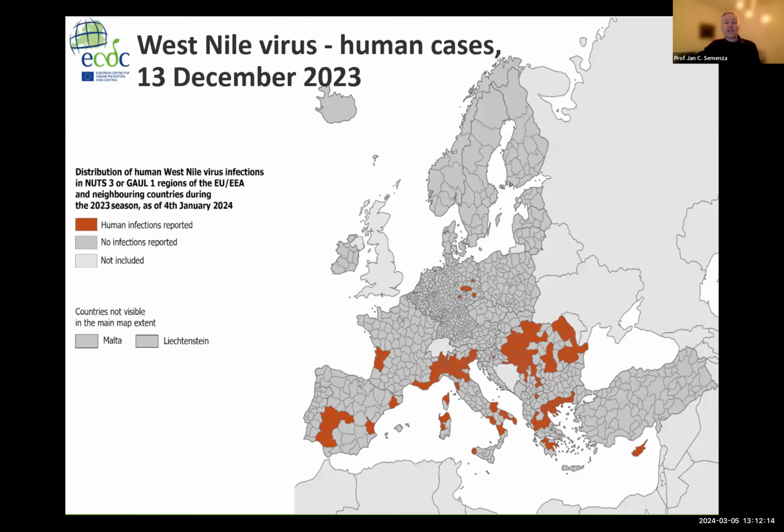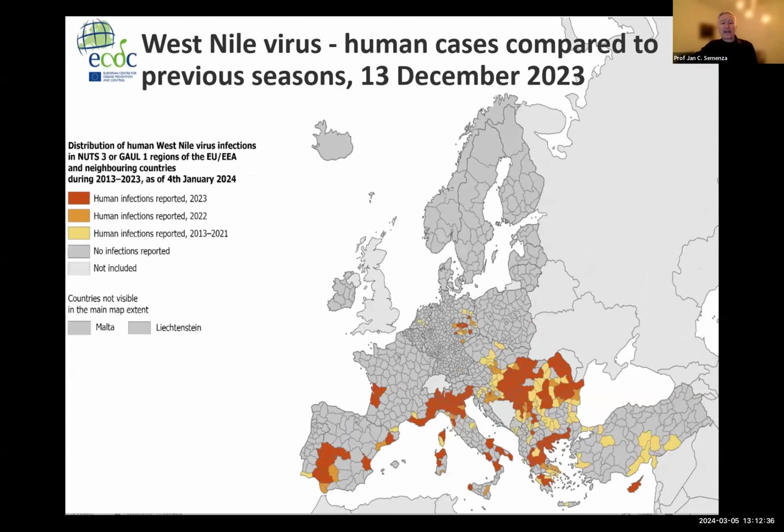And this here is the map that's generated by ECDC on a regular basis. You can see that the majority of the cases are in the southern part of Europe, but we have also seen now an expansion into Northern Europe with cases occurring in Germany as well, highlighted with these red dots in Germany, as you can see.